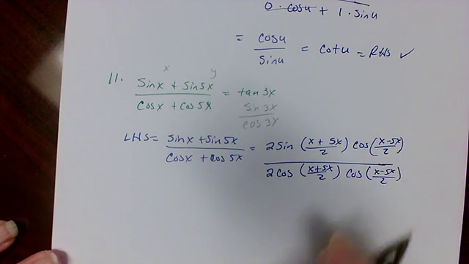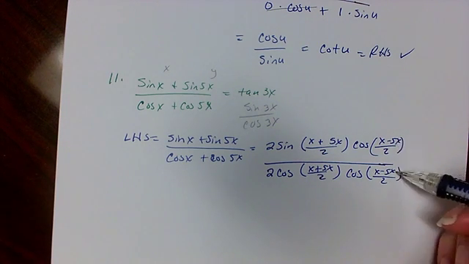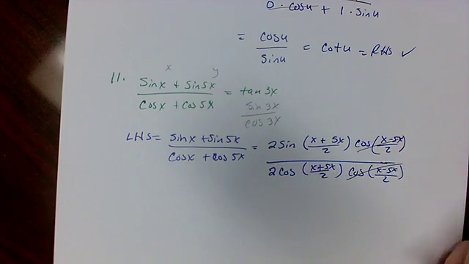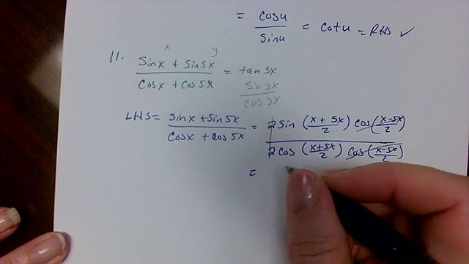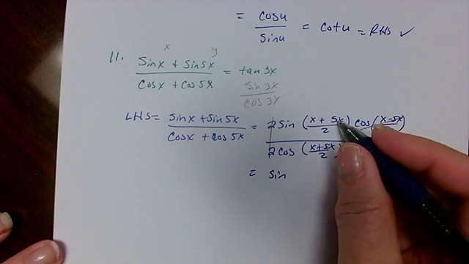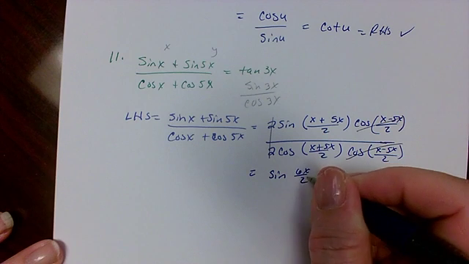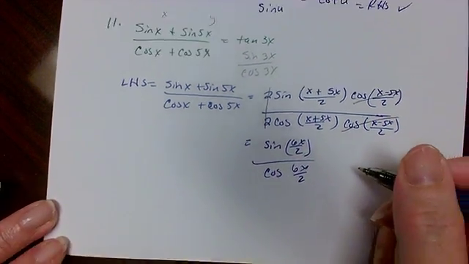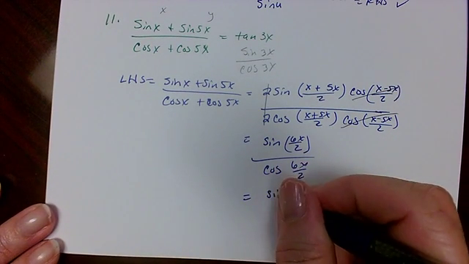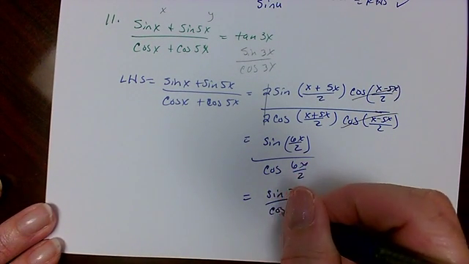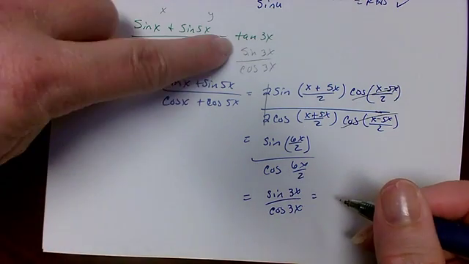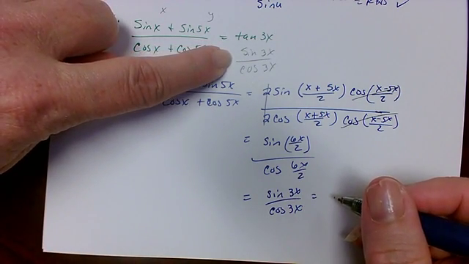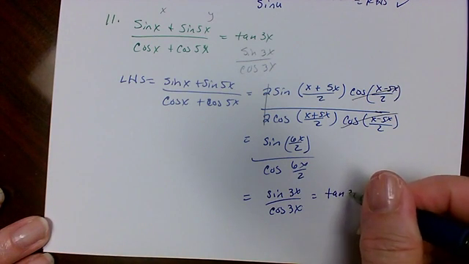Well, these two terms here are exactly the same, so they're basically 1. Because it's all multiplication, we can cancel those out, and we can also cancel out our 2's. This will leave us with the sine of x plus 5x, which is 6x over 2, divided by the cosine of 6x over 2. This will be the sine of 3x over the cosine of 3x, which happens to be what we've reduced it down to in terms of sine and cosine, and this will equal the tangent of 3x.